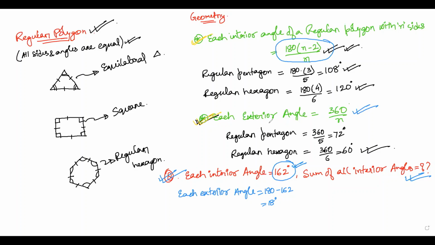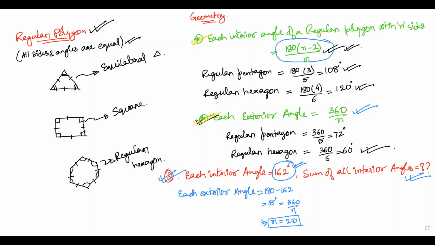And we know that each exterior angle is given by 360 upon n. So this angle would be equal to 360 upon n, from which we get the value of n to be 20. That is, the number of sides of that regular polygon is 20.